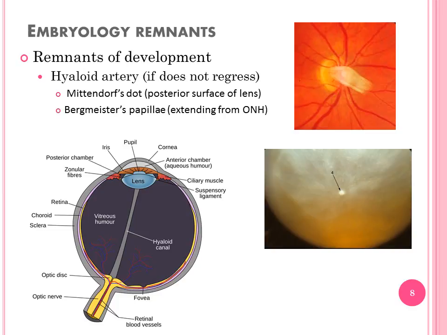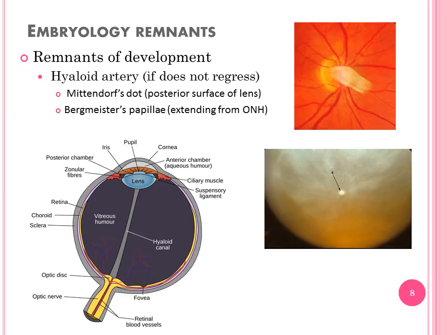So, embryology remnants. This is basically when the lens is developing, it's going through development, all these changes are happening, the tissue's moving around. I mean, the whole eye literally is forming. And so there are some remnants that may persist in some patients. Everybody has these structures, but they're supposed to essentially go away and regress.